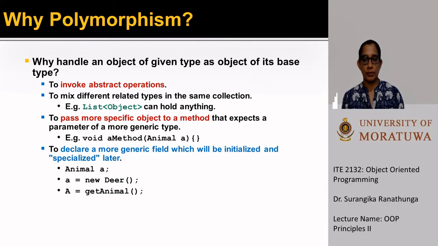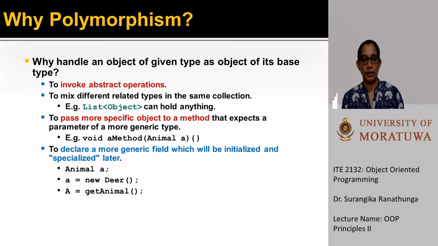So polymorphism comes into play here. What we can do is define an array that can contain IFighter objects. When we say IFighter objects, it can be a warrior object, a super warrior object, or a monster object. So that is what we mean by the second point, to mix different related types in the same collection. So what is the first one?